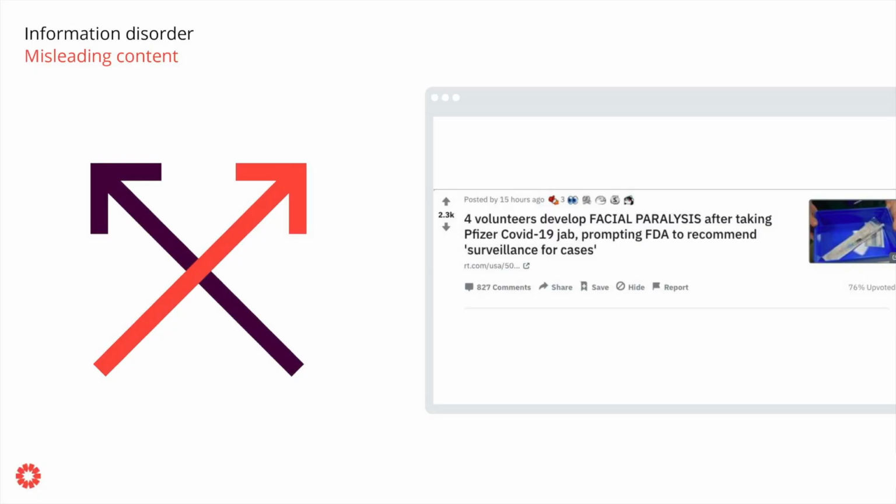Next is misleading content. This is when the information you're looking at seems to point to one thing, but if you stop and dig into it a little bit more, it actually means something completely different. A December 9th Reddit post, for example, raised concerns about the Pfizer vaccine trials, saying 4 volunteers developed facial paralysis, citing a study by Russia Today. And the claim is misleading because facial paralysis was temporary and the 4 cases in the vaccine group do not represent a frequency above that expected in the general population.